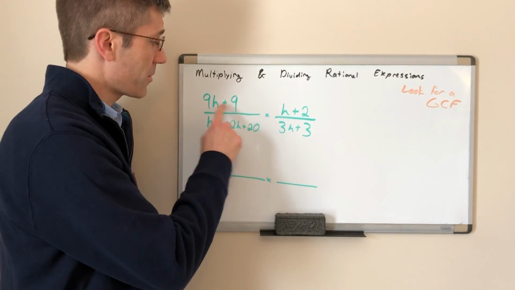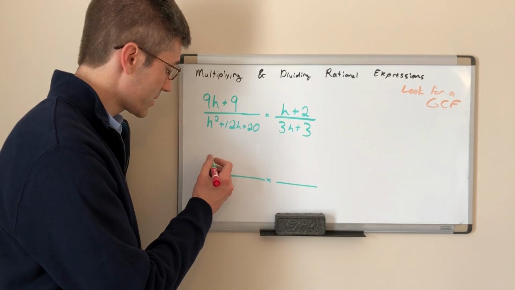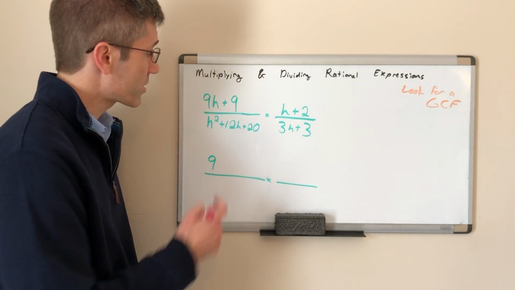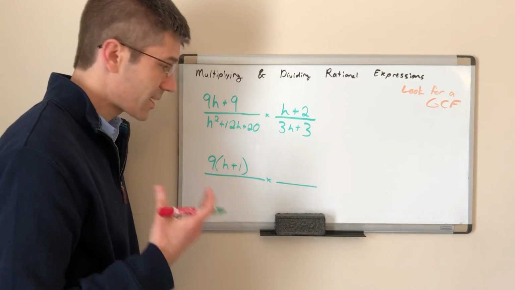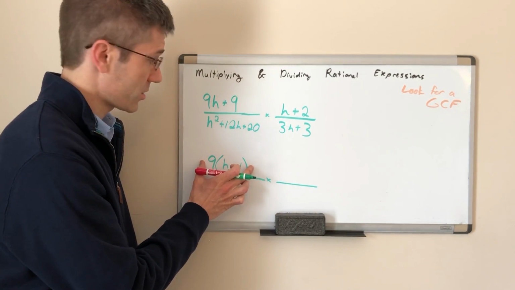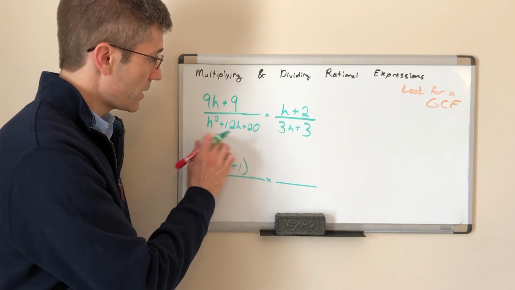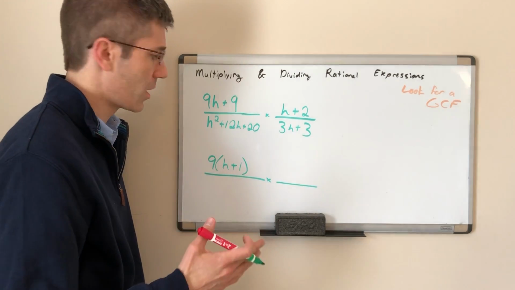Do you see a greatest common factor here? And the answer is hopefully an obvious yes. 9 is my greatest common factor. 9 factors out of both of those, and that leaves me with h plus 1. Okay, can this factor any more? And the answer is no. So this piece is completely factored. Let's move down. Is there a greatest common factor here? No, other than 1. Well, that doesn't help.